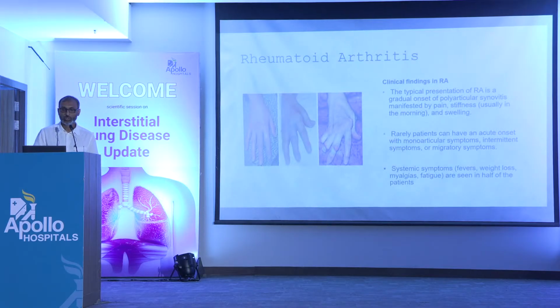Now, as we all know, it presents with symmetrical polyarthritis involving small joints. Sometimes it can present with mono or oligoarthritis and migratory symptoms, and it usually has systemic symptoms.